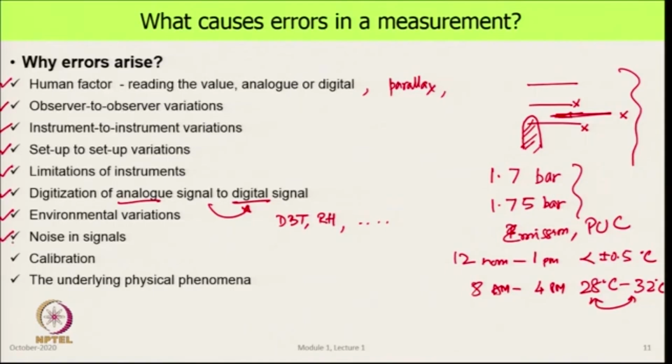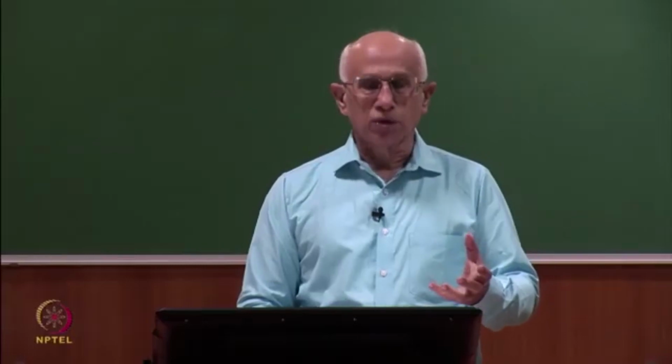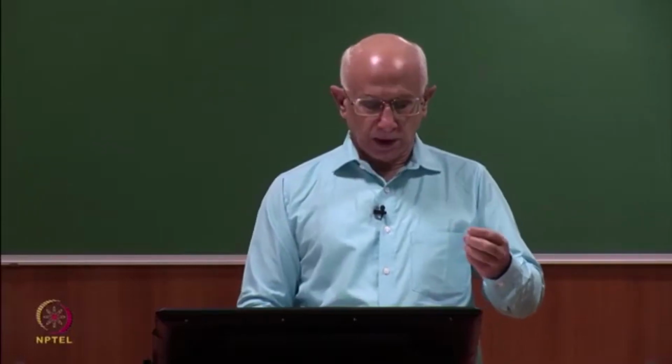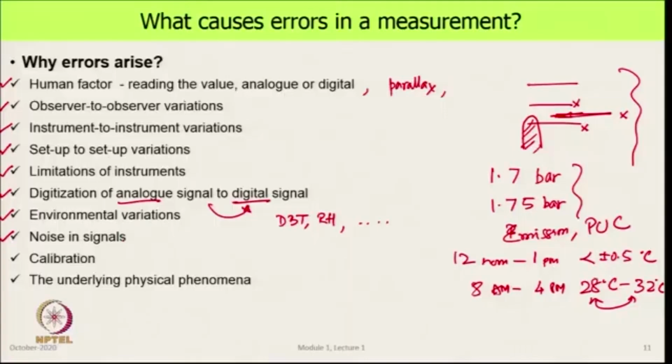The next source of error I have listed is noise. Electronic signal from a transducer or from any electronic device always has noise in it, simply because at the fundamental level what is happening in the material is not exact, it always produces ambiguous signals as well. This noise will also lead to errors.